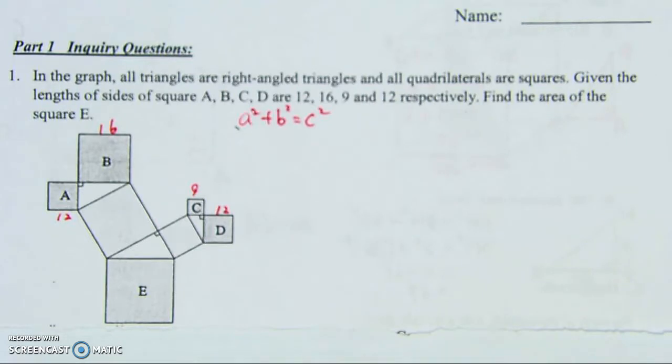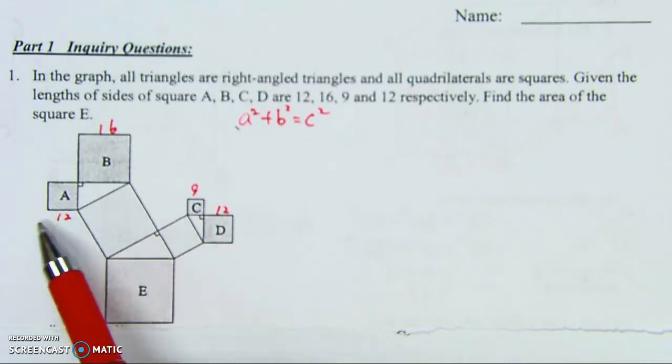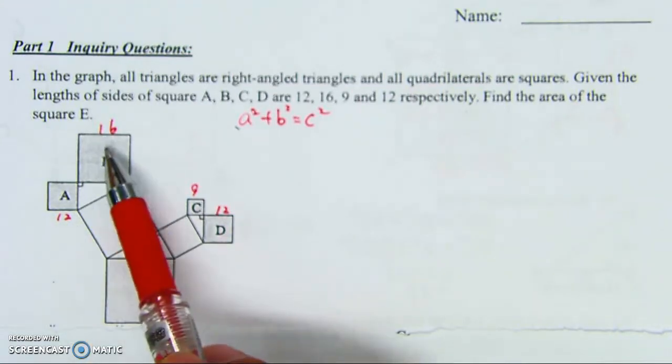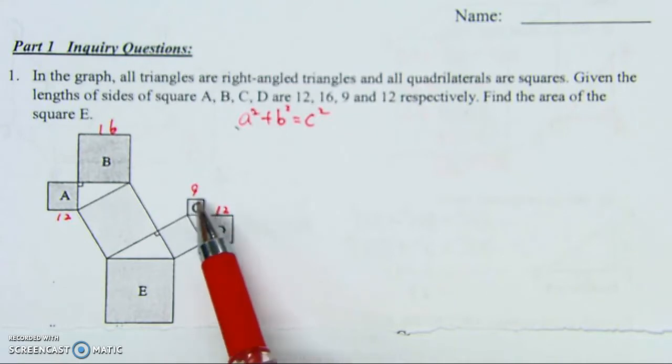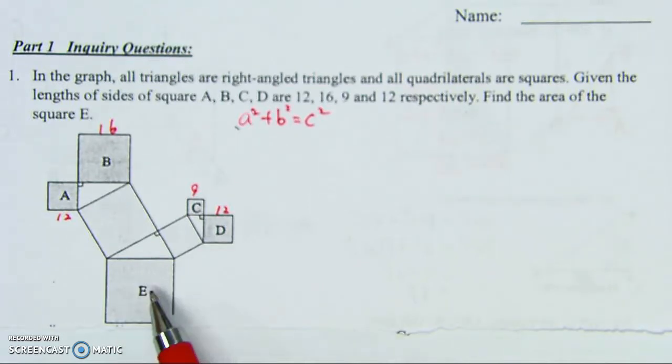Okay, this question shows you how to flexibly use the Pythagoras theorem to solve the question. You are given the side of this square is 12, this one is 16, and this little one is 9, and this one is 12. And then you need to find the area of E.